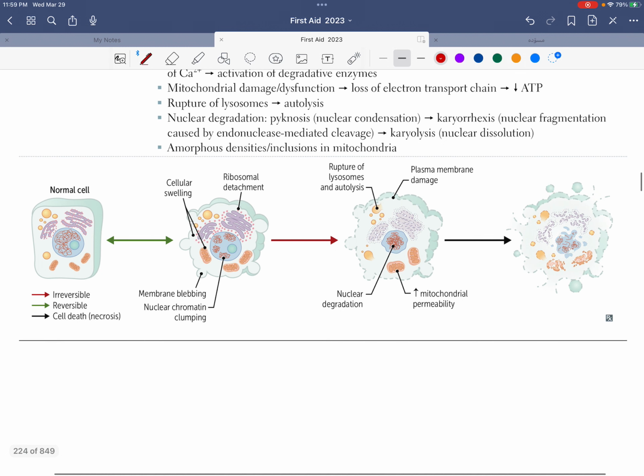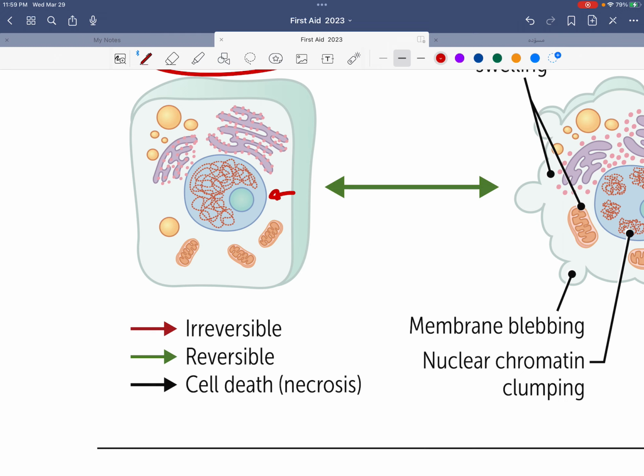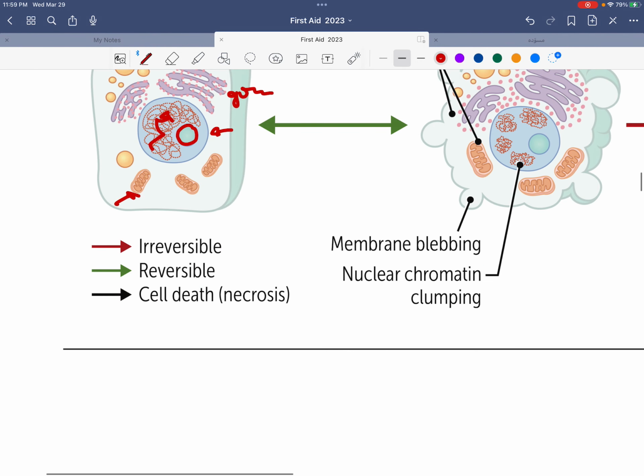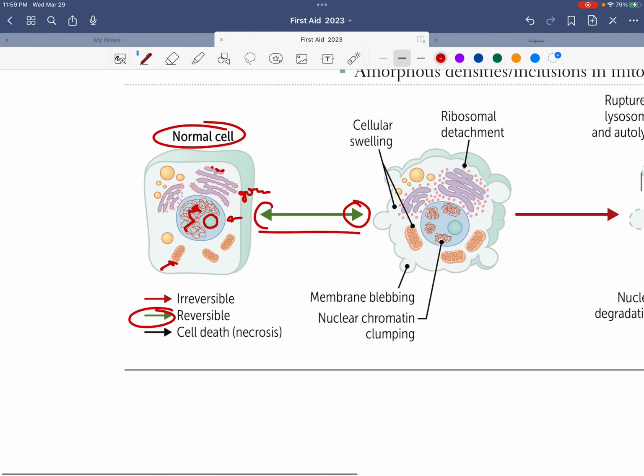So if we take a look at the image over here, this is the normal cell, and of course it has the nucleus within, and then nucleoli, and then the chromatin over here with Golgi apparatus over here with the ribosomes attached to it, and then the mitochondria and everything. So the first step is this green color is reversible. That's why it's a two-sided arrow, which means it can go from normal to swelling and then go back to normal.